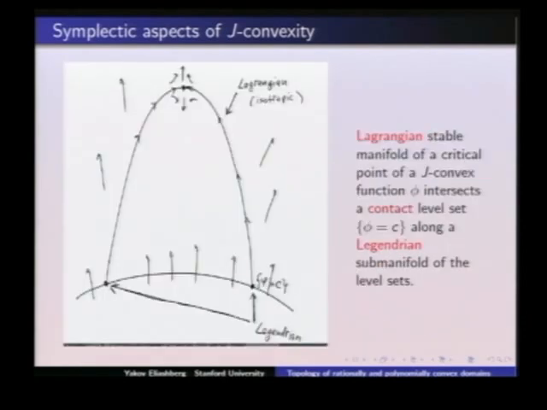So this is the picture which I'm talking about. You have this stable manifold, which in the top dimension is a Lagrangian disk, and it is attached to the level set along a Legendrian boundary, so the n minus one dimensional sphere, which is tangent to this canonical contact structure which we have here.